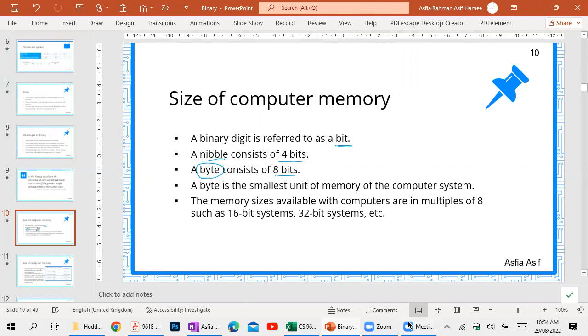The memory sizes can be in multiples of 8: 16-bit, 32-bit, and I showed you this last time, 64-bit, or 64-bit operating systems. 64-bit means that the operating system or the hardware works with a combination of 64 bits. So of course, more places are available, and that will increase the space for the memory to work.